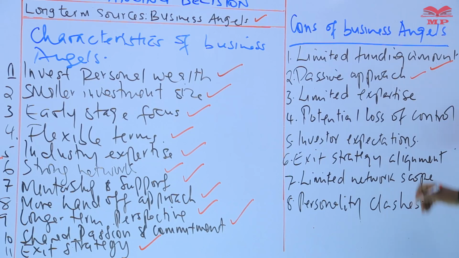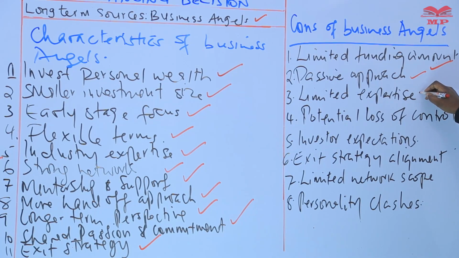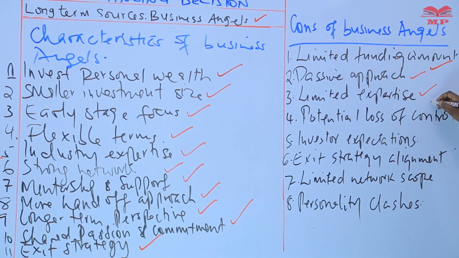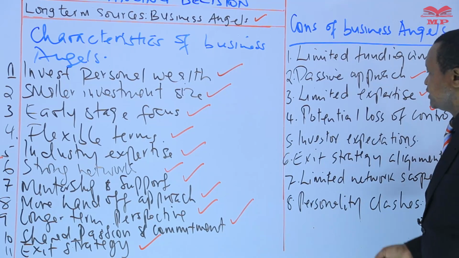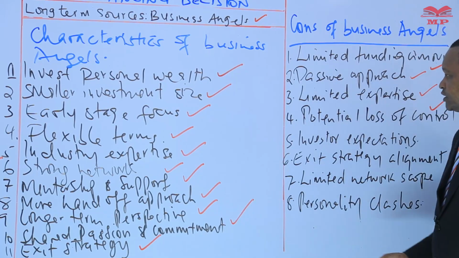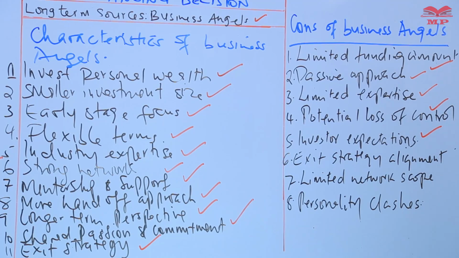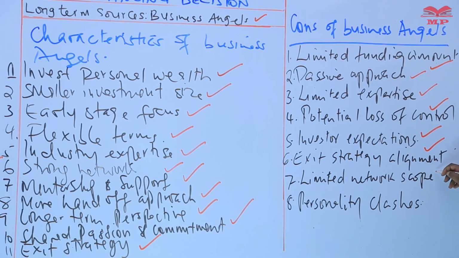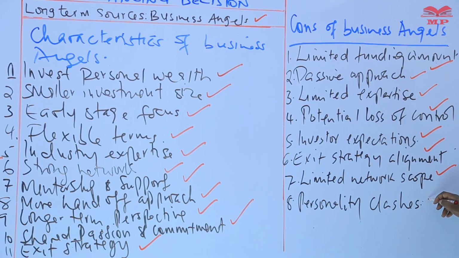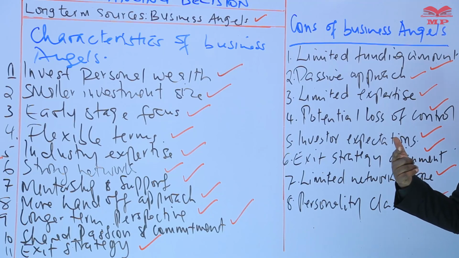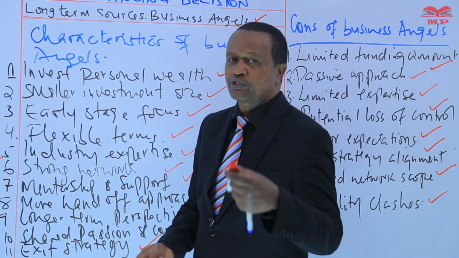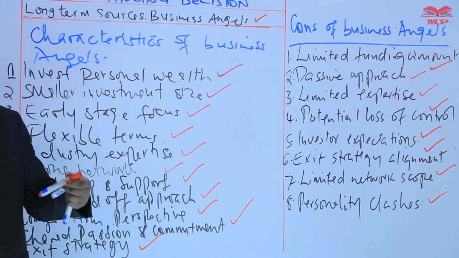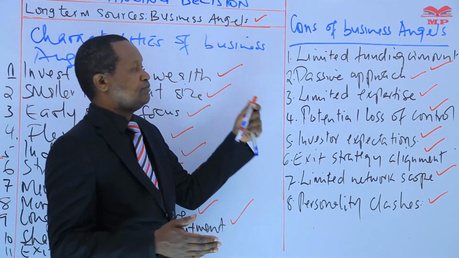We saw passive approach as a disadvantage. As individuals, they may have limited expertise compared to venture capitalists. Number 4, potential loss of control, where business angels insist on having representation on the board, that can potentially lead to loss of control by the founders of the company. Investor expectations may also be high. Exit strategy alignment, limited network scope, and personality clashes. Compatibility and shared values between the founders and business angels are crucial for a successful partnership. We've seen that there could be potential personality clashes or differing opinions or management styles, which could hinder communication between the business angels and the founders.